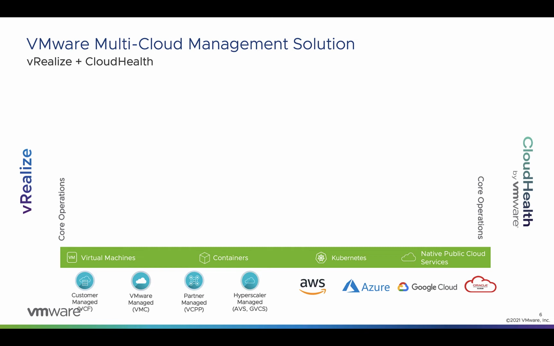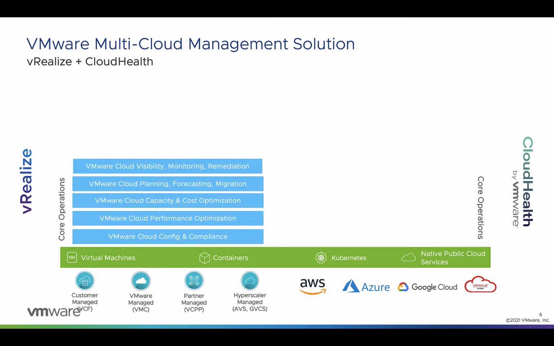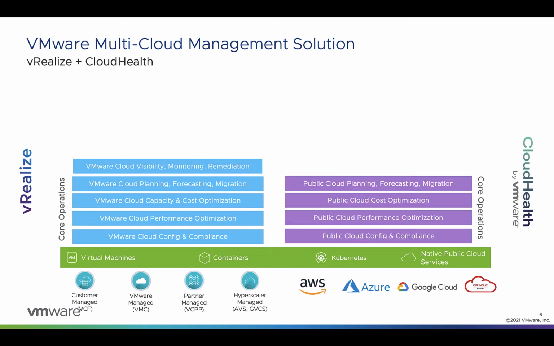The first being our vRealize core operations, which is going to be, of course, our visibility, monitoring, remediation, as well as planning, forecasting, migration. There is capacity and cost optimization, as well as performance optimization, and then our configuration and compliance. And it's very similar on the CloudHealth side, only instead of VMware Cloud on the left, we're talking about our public clouds on the right.